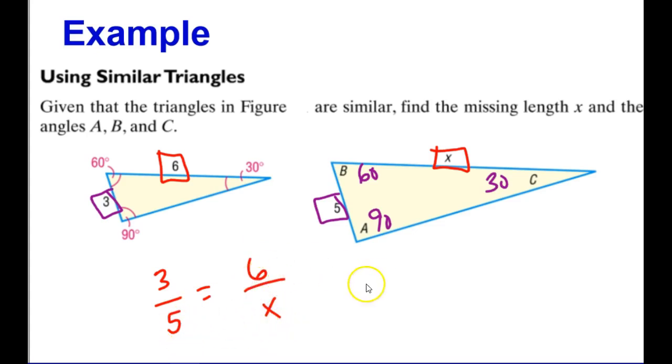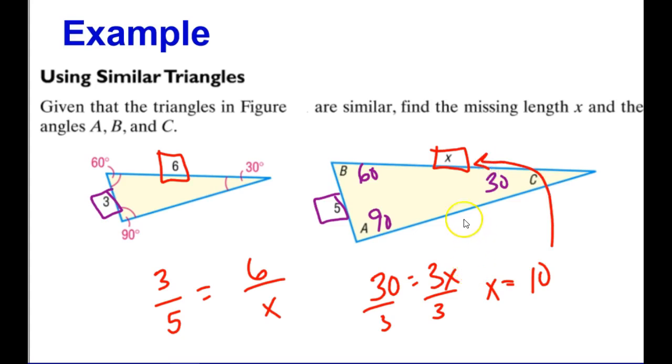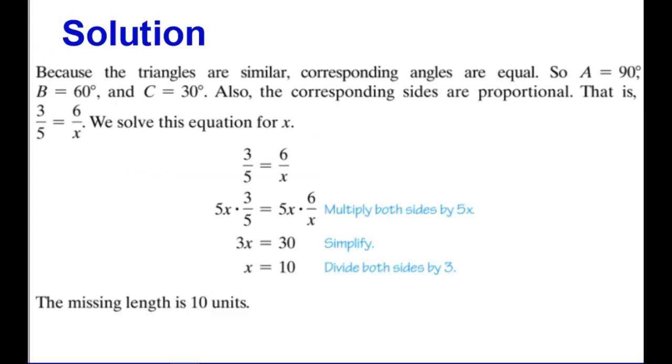From here, I can go ahead and cross multiply since I have two ratios that are equal. So I end up with 30 equals 3x. To get x by itself, I divide by 3. So x equals 10. So 10 would be this missing piece right here. And that's just shown exactly what we were just doing.